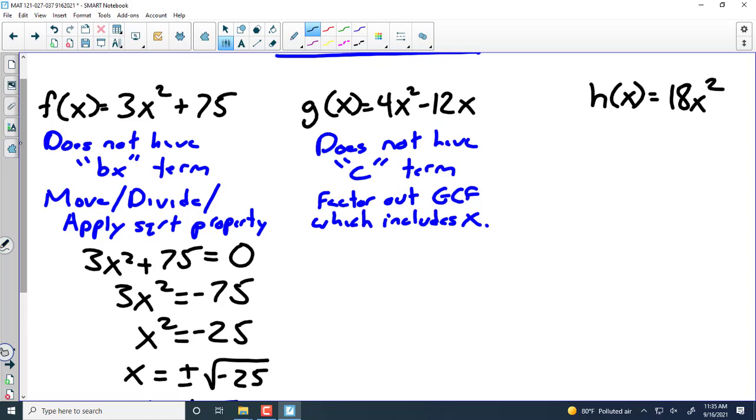But we set this one equal to 0, 4x squared minus 12x equals 0, and you don't move anything over to the other side. You factor out the greatest common factor, which should include an x. These both have x in common. Does everyone agree with that? What else are 4 and 12 both divisible by? 4. So you pull out a 4x.